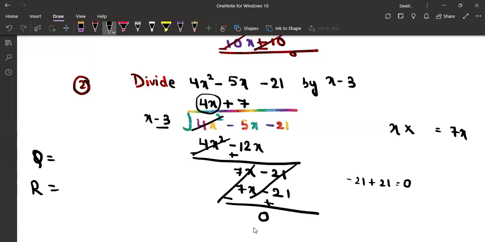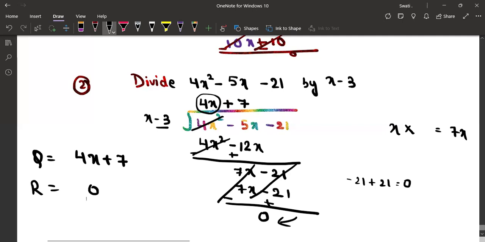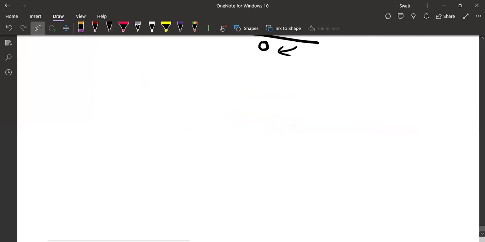Quotient will be 4x plus 7. That is correct. And what is the remainder? Remainder is always 0, yes, that's correct. Now it has gone from 90% to 91, Manya? Yes. Okay, now 91 will be going to 94.